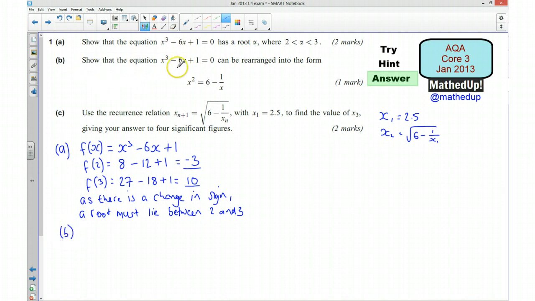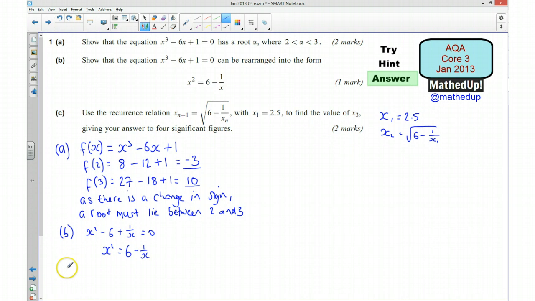Okay, part B says show that the equation can be rearranged into this form here. Because we know that x isn't going to be equal to 0, I can divide through by x. So that's going to say x squared take away 6 plus 1 over x is equal to 0, and then I can rearrange that to say that x squared is equal to 6 take away 1 over x, and that will give me my mark.